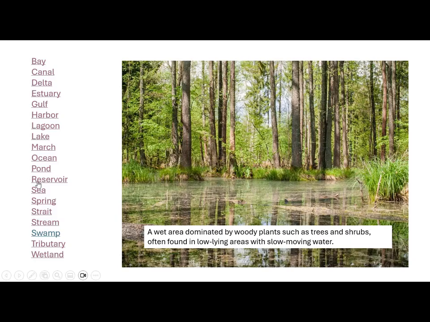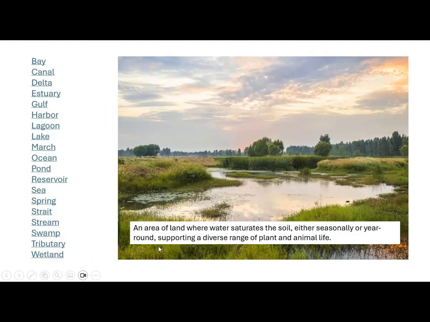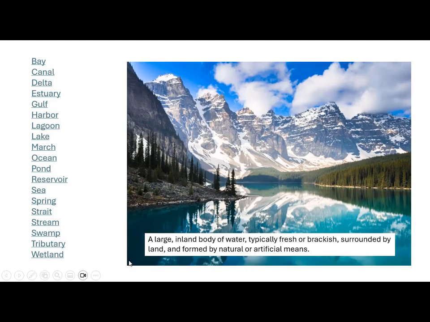We use marsh, not correct. Pond, not correct. We use a swamp, therefore swamp is correct. This is an area of land where water saturates the soil, either seasonally or year-round. I think this is a wetland, correct.